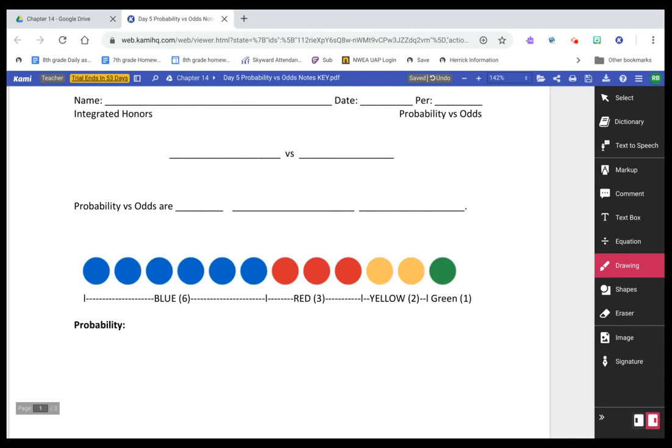Today we're going to take notes on probability versus odds. So let's write that on top. We've been talking a lot about probability, and today we're going to introduce odds. Probability versus odds are not mathematically equivalent.